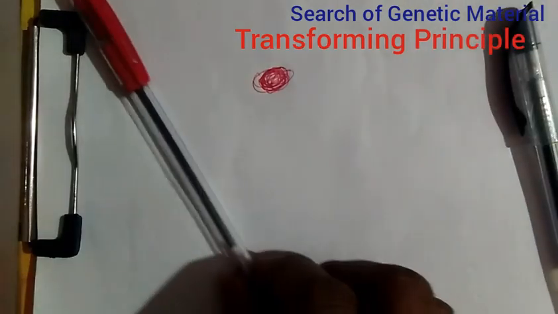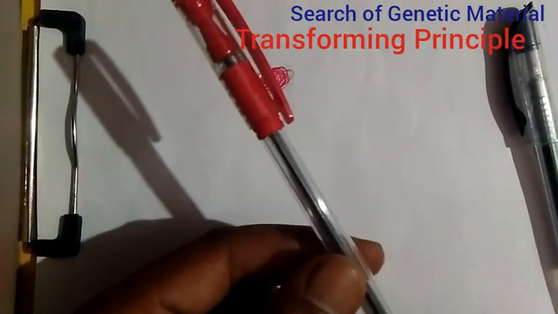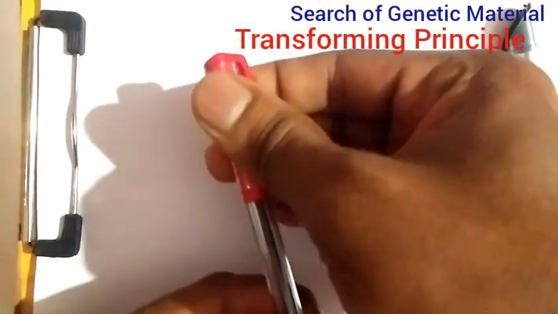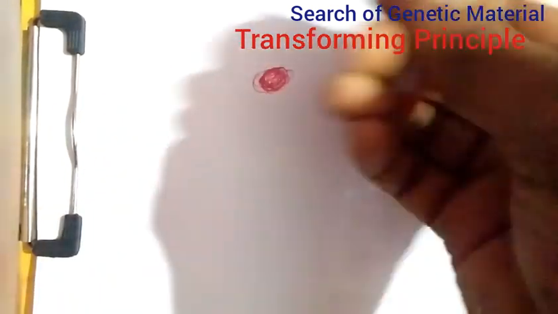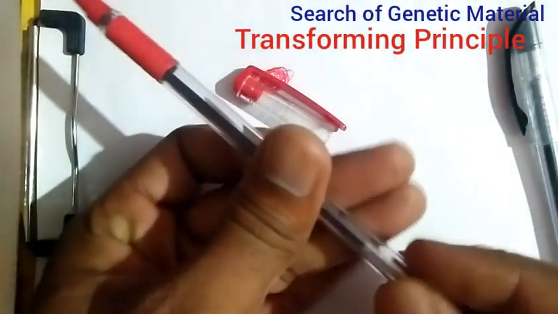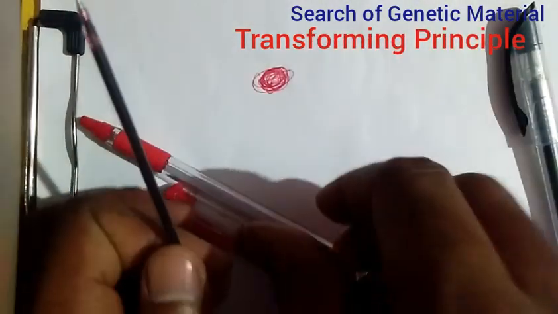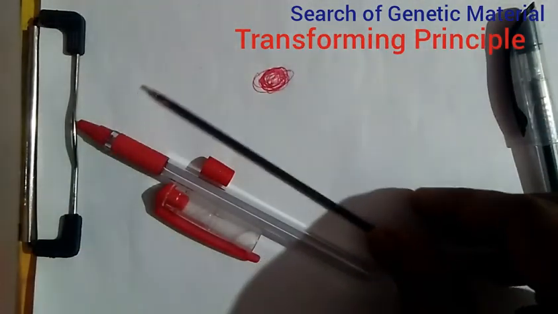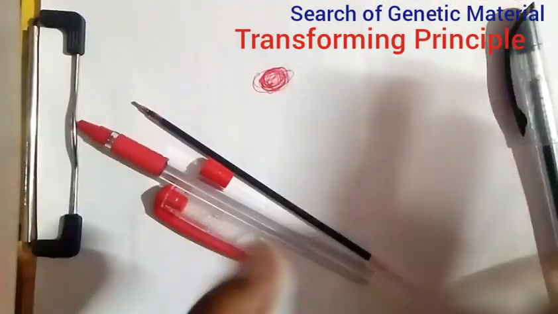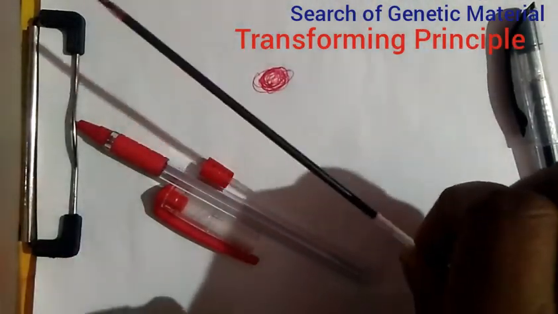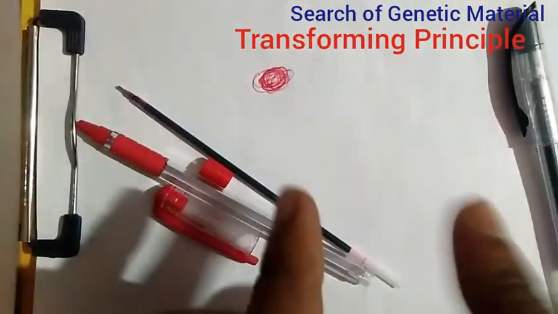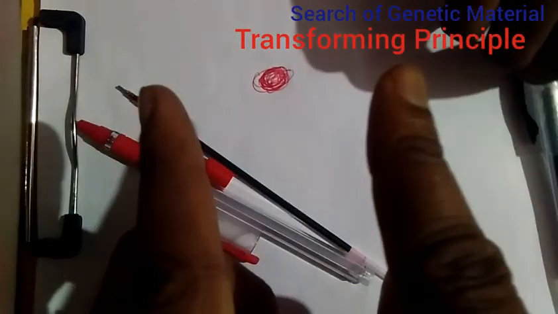Now what happens when it is heat killed? I said the cell wall, cell membrane, everything will be broken down. Imagine like this, everything will be broken down and go separately. Cell wall, cell membrane, mucus, everything will go separately. Imagine this as the DNA. The double strand will be separated into single strands.